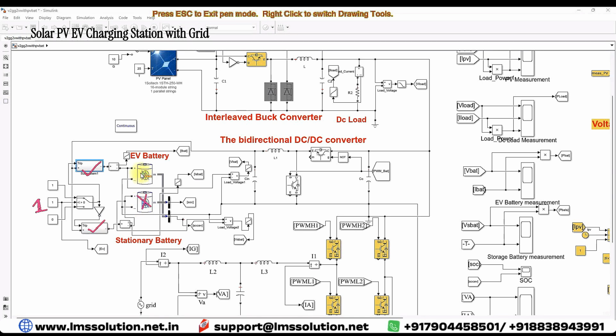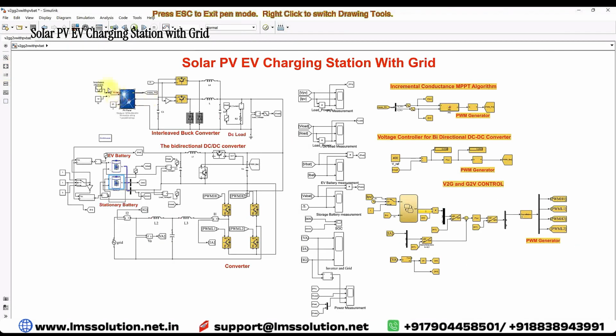When the stationary battery is connected in the system, what will happen? This bidirectional converter will act in both directions. That means when the stationary battery is connected, only that system will be operated. PV power is used to supply the local load as well as charge the stationary battery. When PV power is less, what will happen? The stationary battery will supply this DC load. During this condition, the grid never participates in the system.